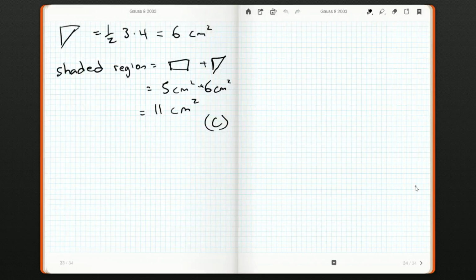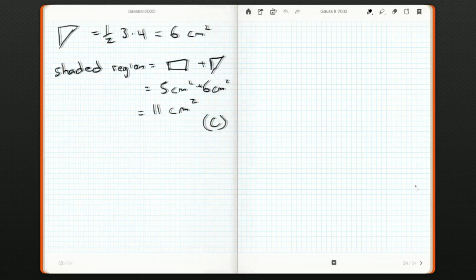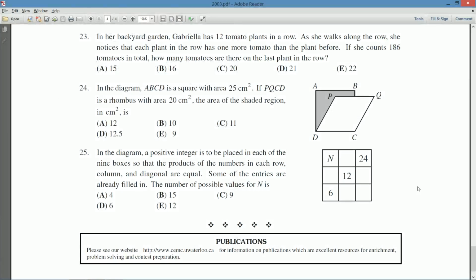Alright, so we'll flip the page again, and we are going to be ready for question number 25, the last question on the contest, and I hope to see you there in the next video for that one.